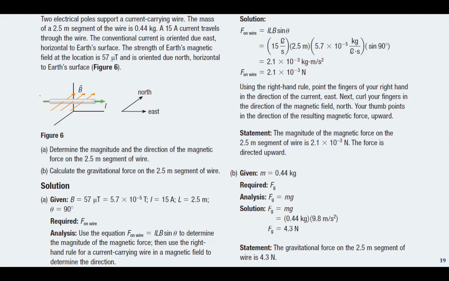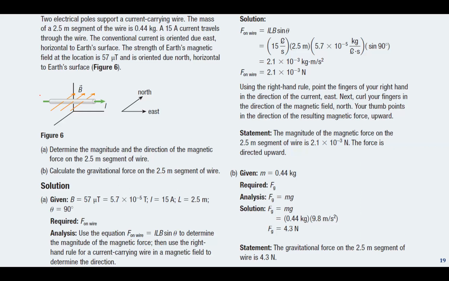Then using the right hand rule, point the fingers of your right hand in the direction of the current, which is east. Next, curl your fingers in the direction of the magnetic field, north. Then our thumb should point in the direction of the resulting magnetic force, which is upward. So we can make the final statement like this. The magnitude of the magnetic force on the 2.5 meter segment of wire is 2.1 times 10 to the power of negative 3 newtons. The force is directed upward, right?